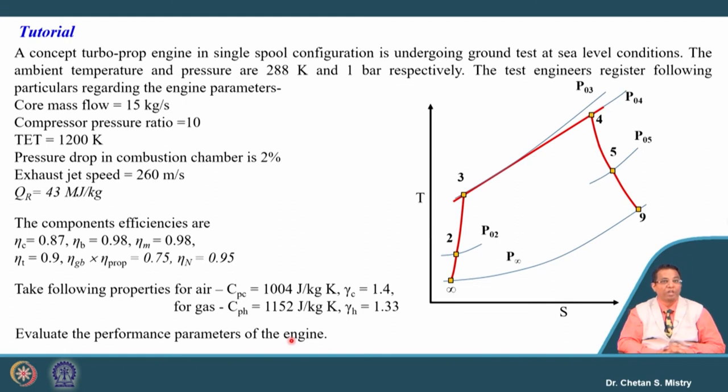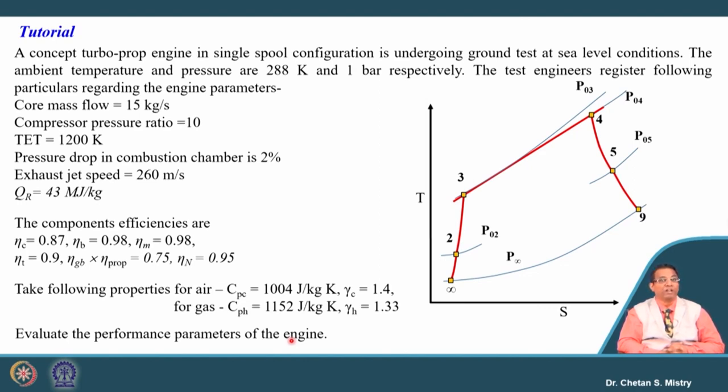turbine entry temperature is 1200 Kelvin, the pressure drop in the combustion chamber is 2%, exhaust jet velocity is 260 meter per second, and the calorific value of the fuel is 43 megajoule per kg. Different component efficiencies are given: adiabatic efficiency of the compressor is 87%, combustion chamber efficiency is 98%, mechanical efficiency is 98%, turbine efficiency is 90%. Combined gearbox and propeller efficiency is 75%. Nozzle efficiency is 95%. We need to evaluate the performance parameters of this engine.